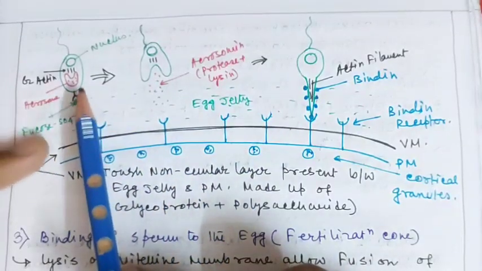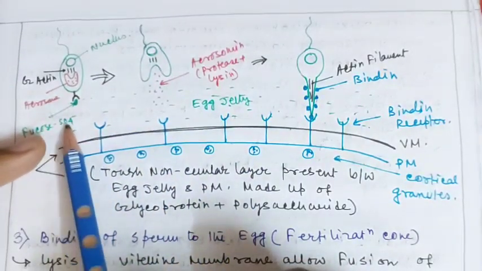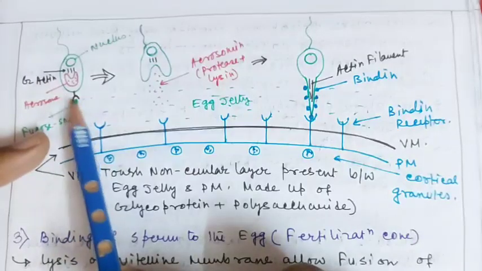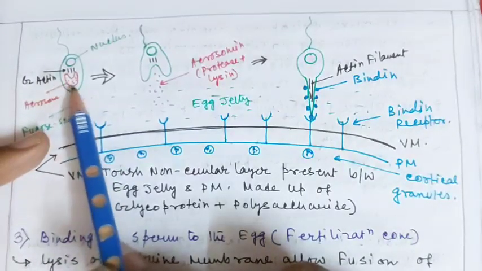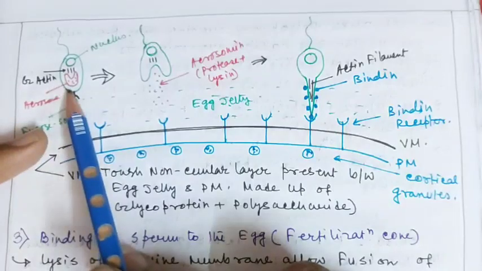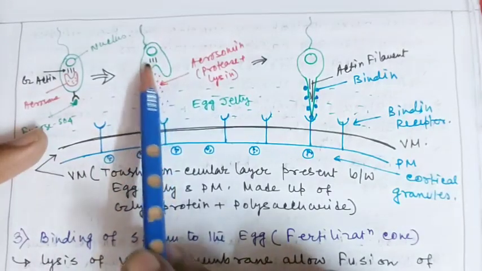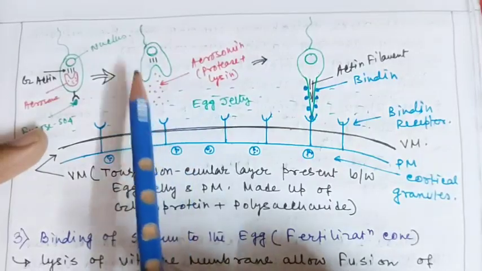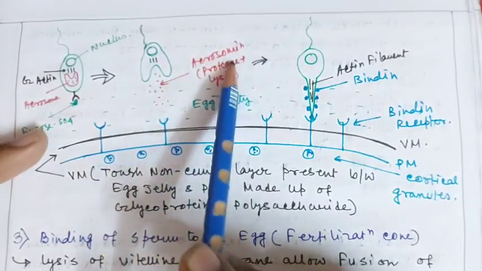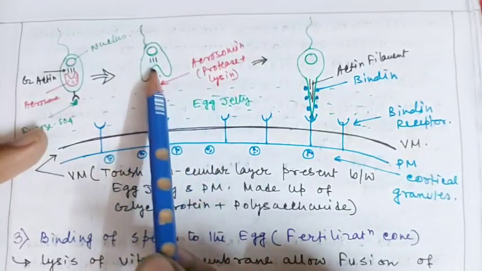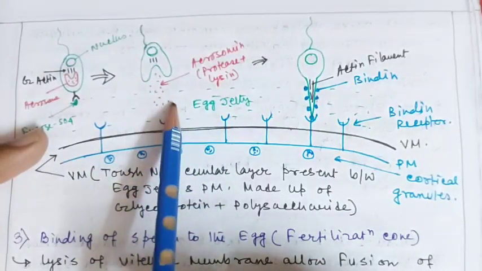Now just after binding of this fucose sulfate to the sperm receptor, calcium ions enter the sperm head, and so the acrosomal membrane fuses with the sperm membrane. This causes the release of the acrosomal content, which contains acrosin, a type of protease, and lysin, and this causes the breakdown of the egg jelly layer.